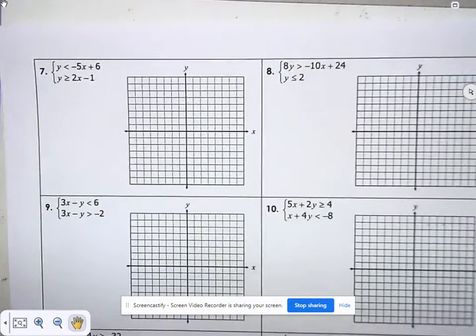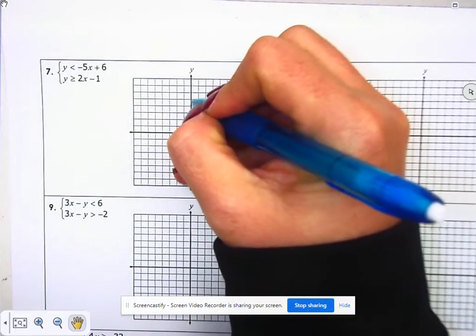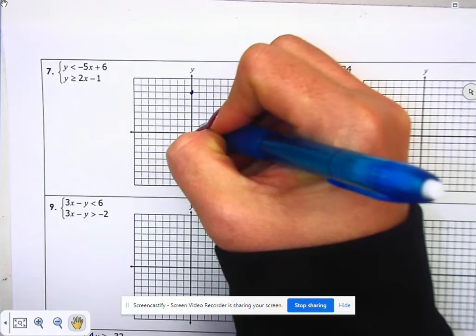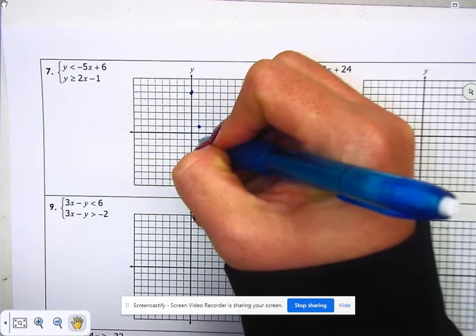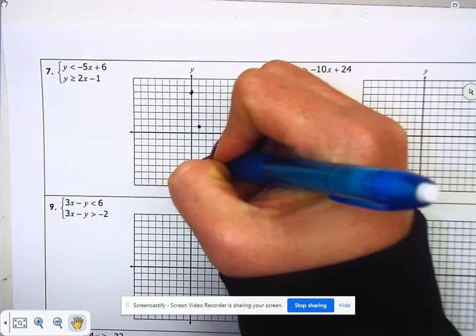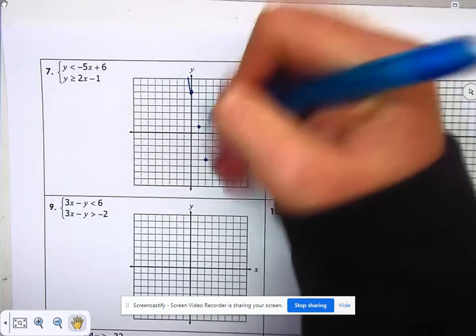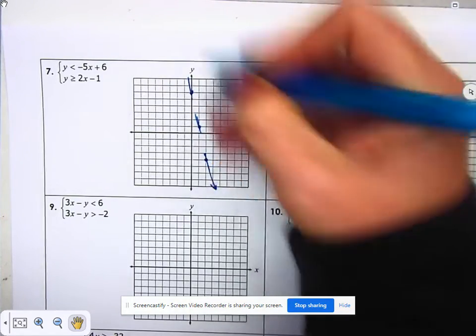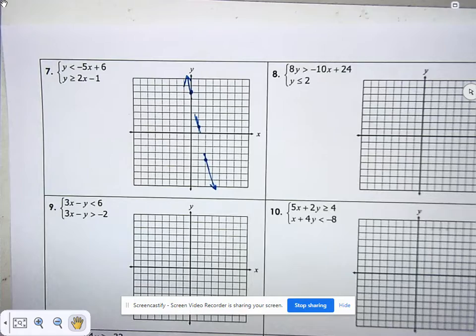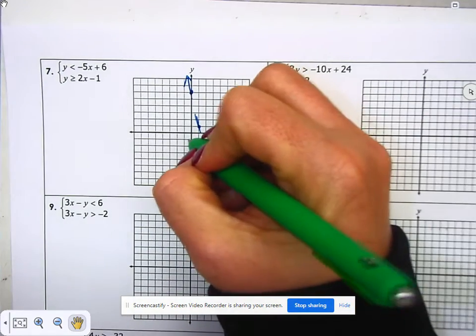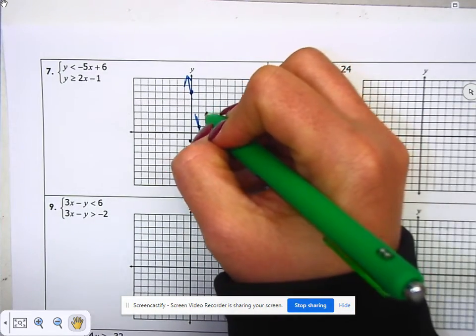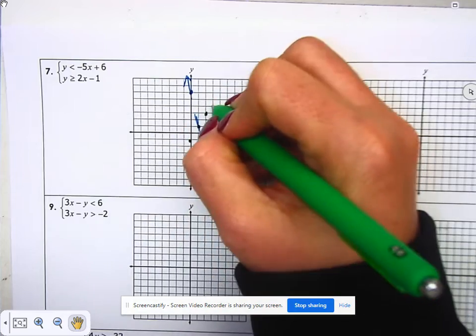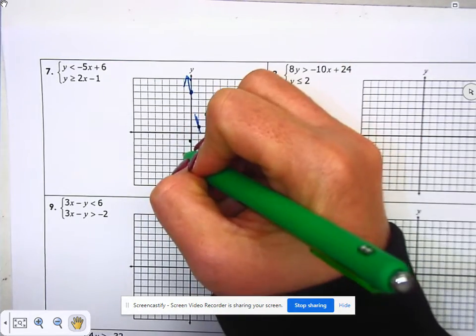All right, number 7, already in slope intercept form. Those are fun. 1, 2, 3, 4, 5, 6, and we're going to go down 5 and right 1. Okay, and that is a dotted line. All right, and then down 1, up 2 and right 1. So, you know, these do intersect, but the intersection is not what we're worried about this time.